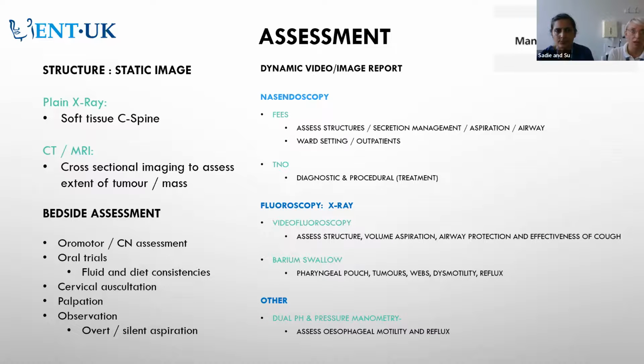So in combination with the case history and the patient's description of what's happening with their swallow, we'll use oromotor and cranial nerve assessments. We'll give the patient oral trials of different fluid and diet consistencies. And with those oral trials, we will use tools like cervical auscultation, palpation of the thyroid and tongue-based movement, and then observation of any overt or silent signs of aspiration to give us an indication about what we think is going on and what is safe and unsafe for that patient.